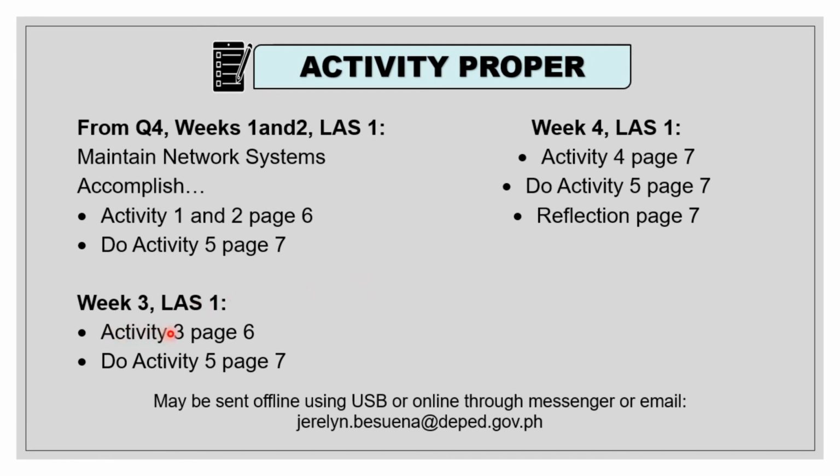For week 3, refer also to the same learning activity sheets, answer activity 3 on page 6, and again do activity 5 on page 7. And for week 4, do activity 4, page 7, activity 5 again, page 7, and then answer the reflection on page 7. So once you're done, you may send it offline using USB or online through Messenger or email. So that would be all, class.